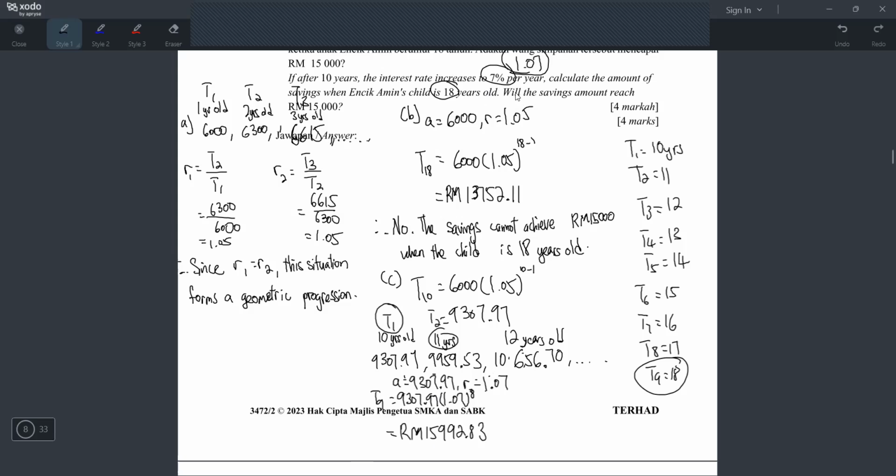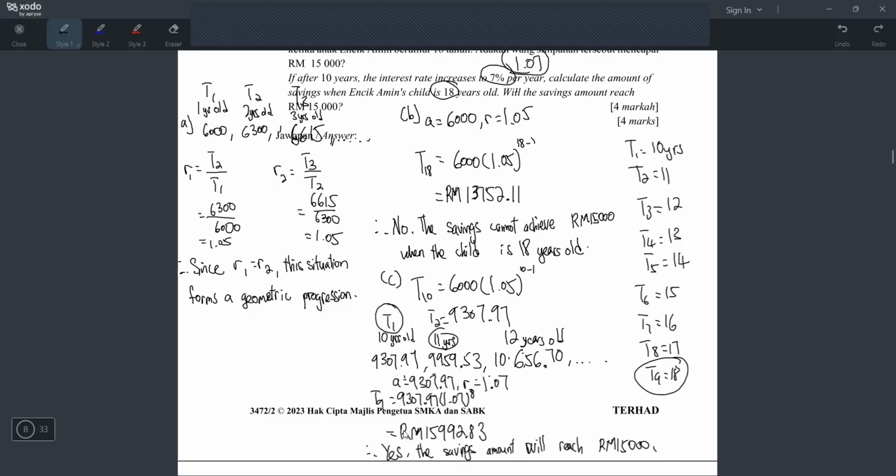Now they ask, will the savings amount reach 15,000? The answer is yes. So the answer is yes. The savings amount will reach 15,000 this time. Reach 15,000. So I hope you understand why it is T9.